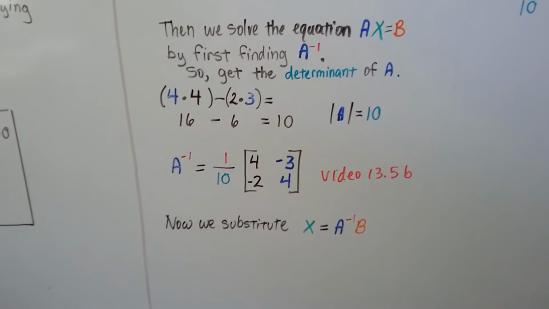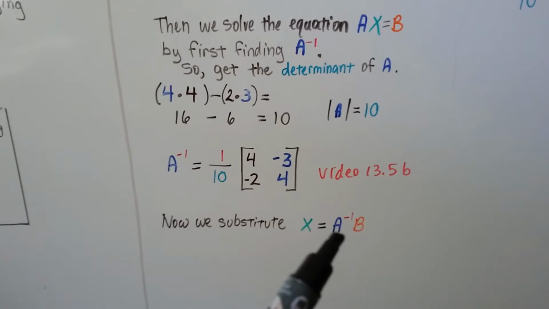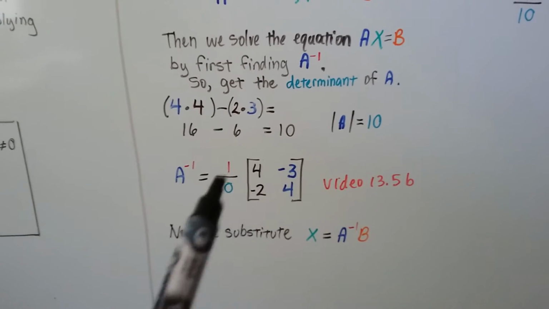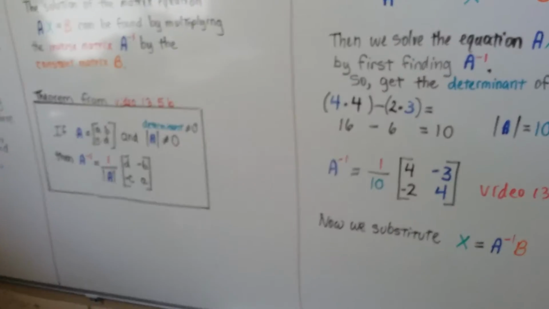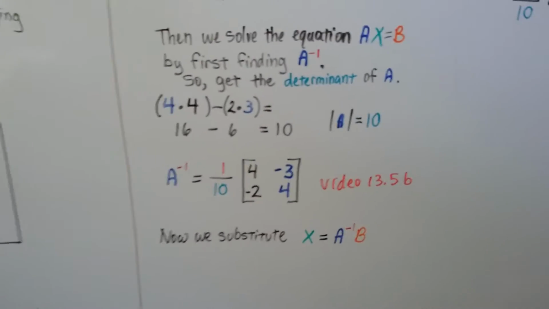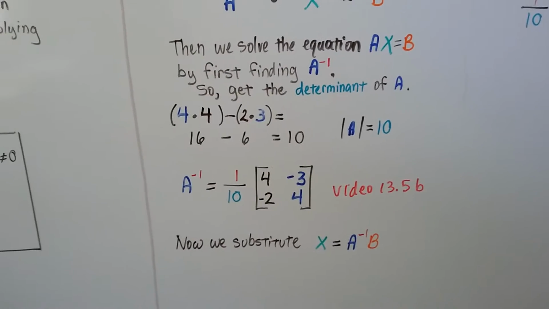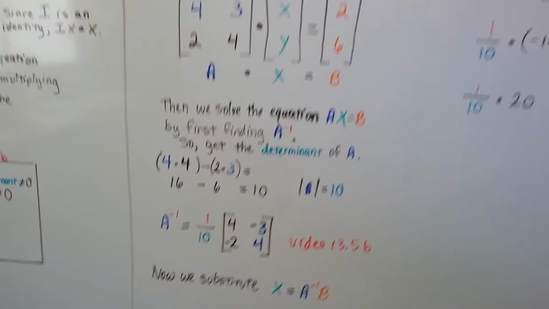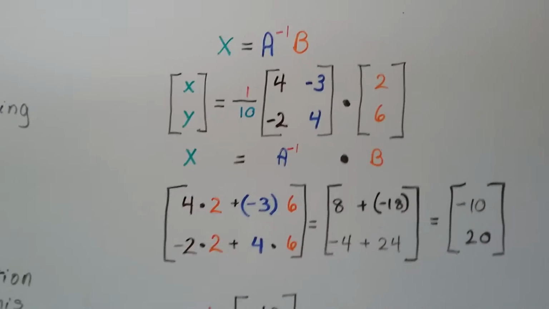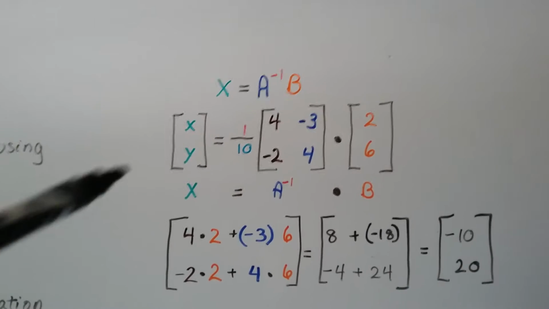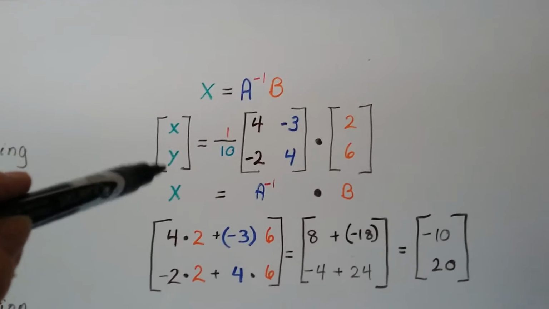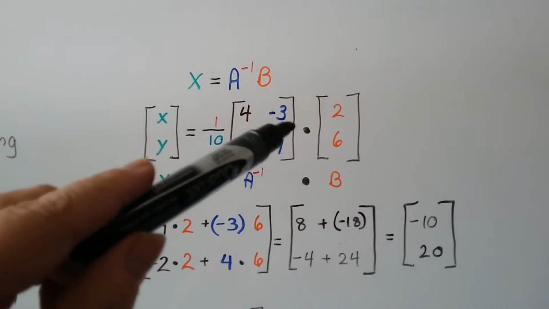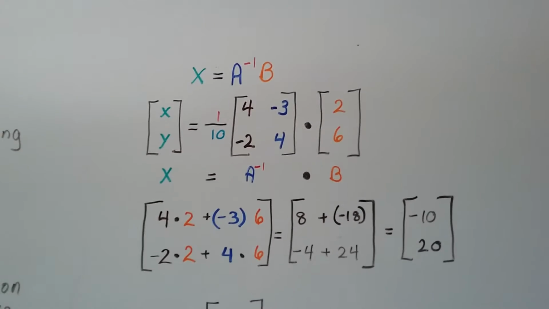We substitute X equals the inverse of A times B. Now we talked about how to do this in video 13.5b, the same one that had that theorem. So if you missed it, you need to go back and watch it, then come back and rewatch this one, and maybe watch the ones in between too. So we've got X equals the inverse of A times B. So here's X, these are variables, and it's going to equal this scalar times the inverse times B, the constants.